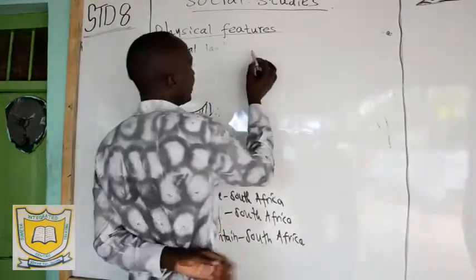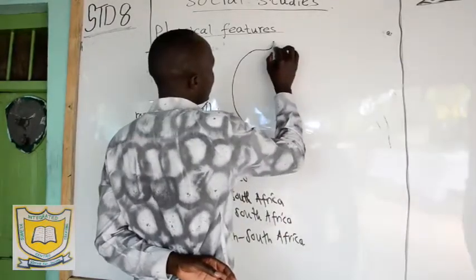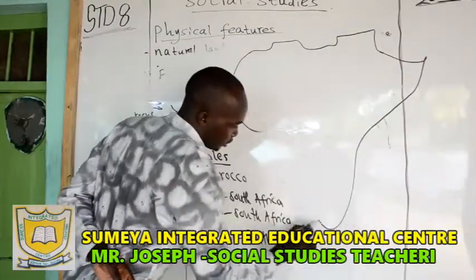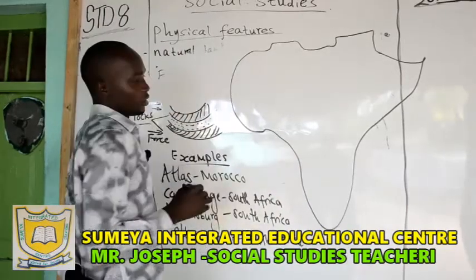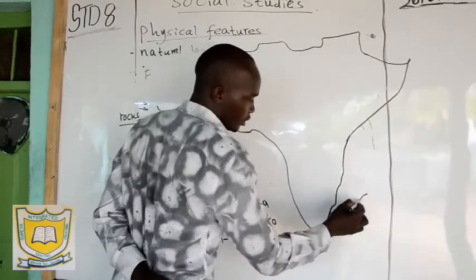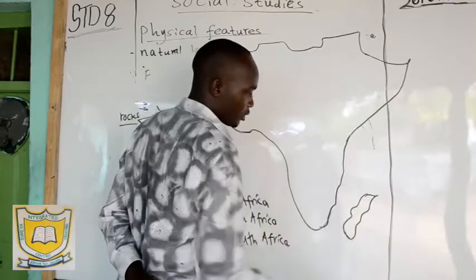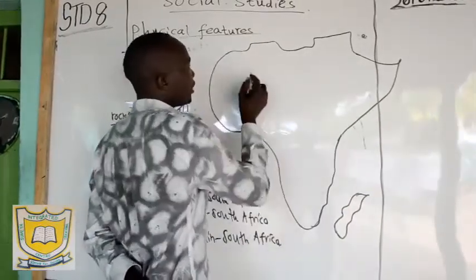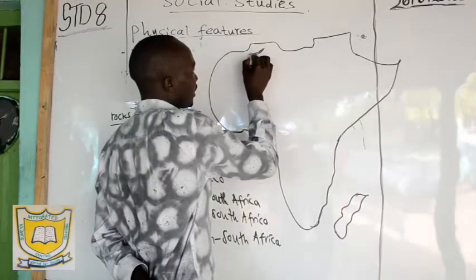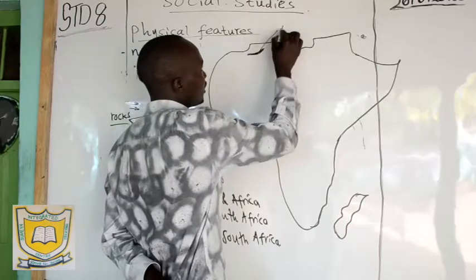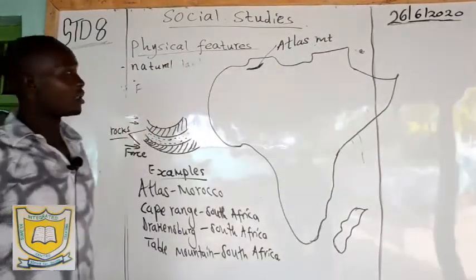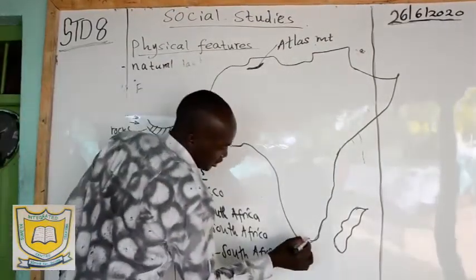Maybe you can locate them on a map of Africa. So this is just a sketch of Africa. Morocco is found somewhere here. So Atlas Mountain is found here. So this is Atlas Mountain. It's a fold mountain. And then Cape Range is found here.